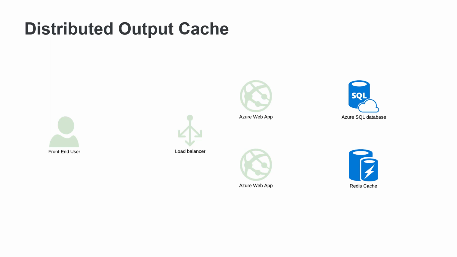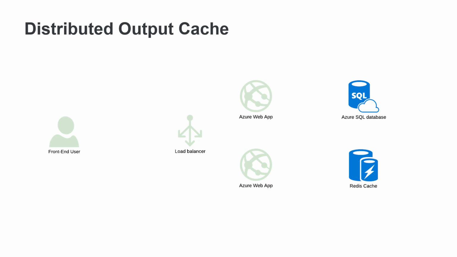The first time a page is requested, the load balancer will send the user to a server, which will request the content from the database. The content will be returned to the web app, and the final HTML needed to render the page will be sent to the distributed output cache in Redis. The requested page will also be returned to the user.